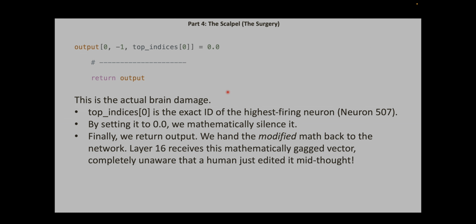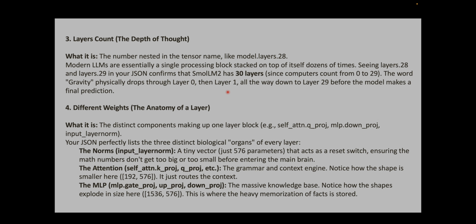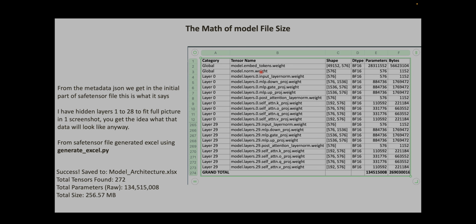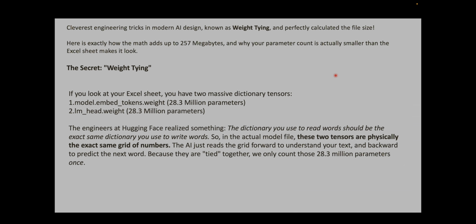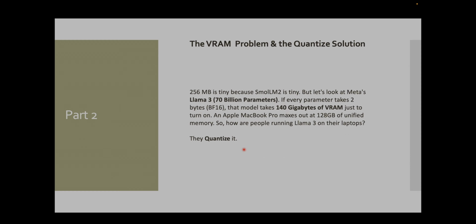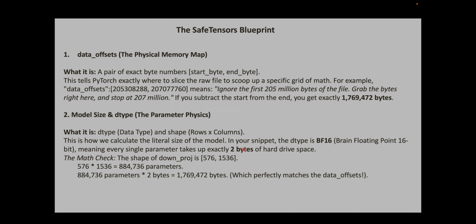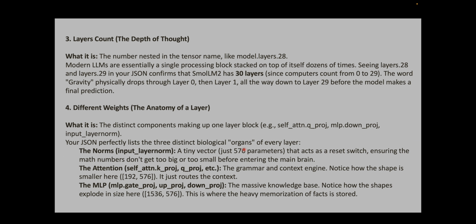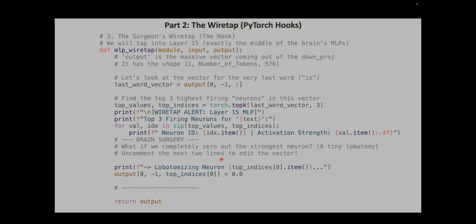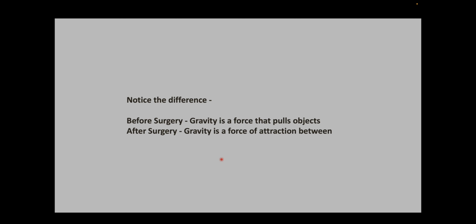If we go back to this Excel, you can see something like a layer norm here. This is 576 parameters. The norms, input layer norm: a tiny vector, just 576 parameters, that acts as a reset switch, ensuring the math numbers don't go too big or too small. So 50 is too big a number in that sense. You got my point. Now, let's get back to where we are.